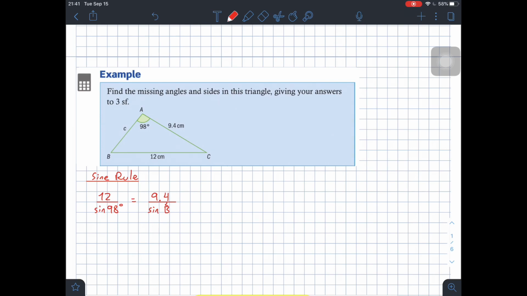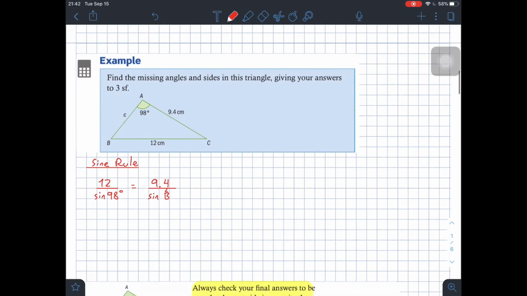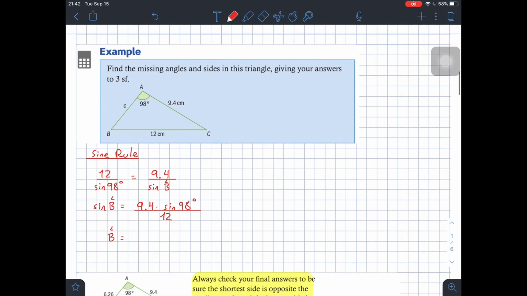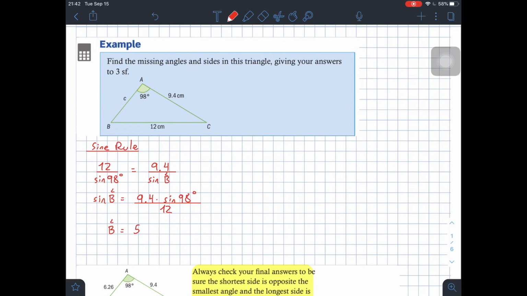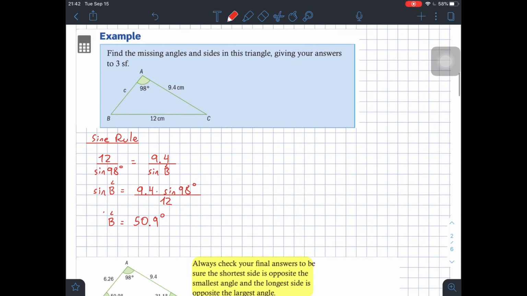We're going to solve this with the help of the calculator. We're going to say that sine of angle B is equal to 9.4 times sine of 98 degrees, and this is being divided by 12. Remember, we would also have to do shift sine of all of that to get the final angle, which should give us, if you do this in the calculator, 50.9 degrees. Okay, so this is the measure of angle B.